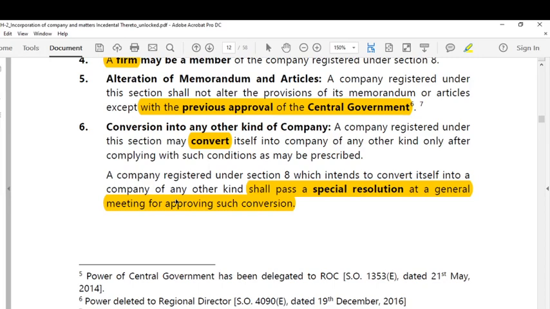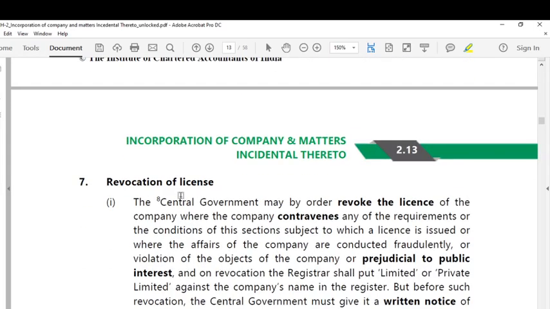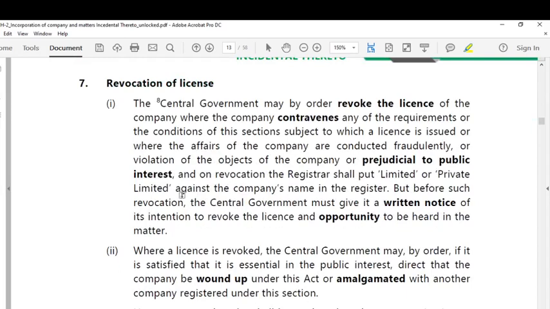And the next important provision is that conversion into any other kind of company can be allowed only with a special resolution at the general meeting approving such a conversion. The next very important thing with regard to a Section 8 company is the revocation of license. Once the license is given, the company under Section 8 can continue. In certain cases, the central government does exercise control on the business of the Section 8 company.